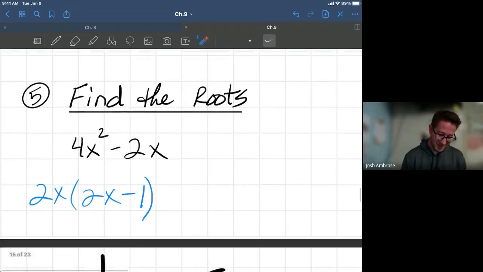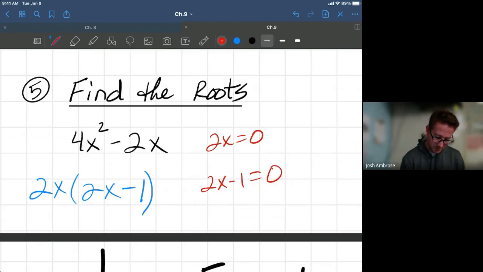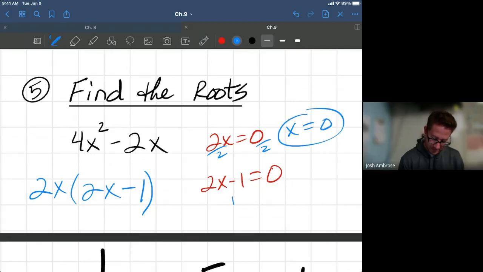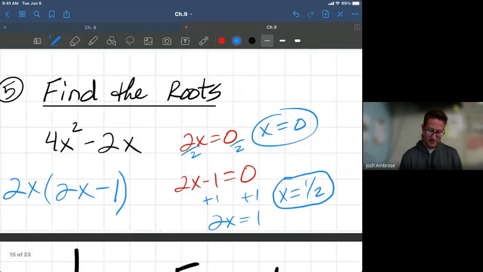Okay, find the roots means now I have to solve 2 individual problems. 2x equals 0. 2x minus 1 equals 0. All right, divide by 2. X equals 0 for this one. Add 1, add 1. 2x equals 1. X equals 1/2 for that side right there. Okay, so those are the actual roots. X is 0, x is 1/2.